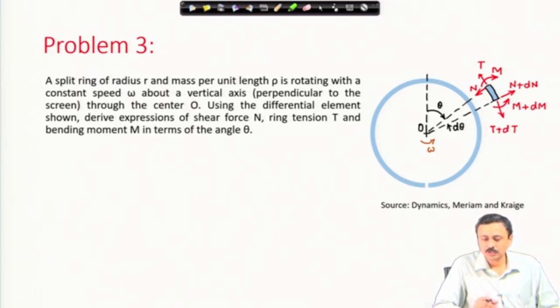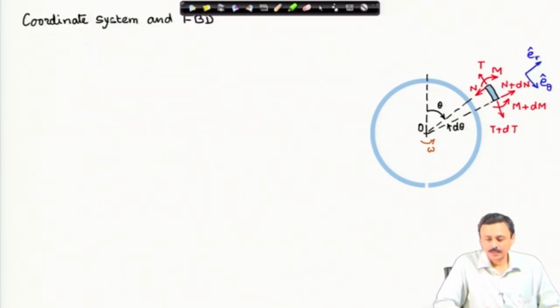We have to solve for these forces as a function of theta, and you should notice how theta is being measured from this dashed line. Coordinate system, plane polar coordinates is the only choice. It is a prismatic body, so we can use the equations of motion for planar kinetics. The free body diagram of that little element is already shown.